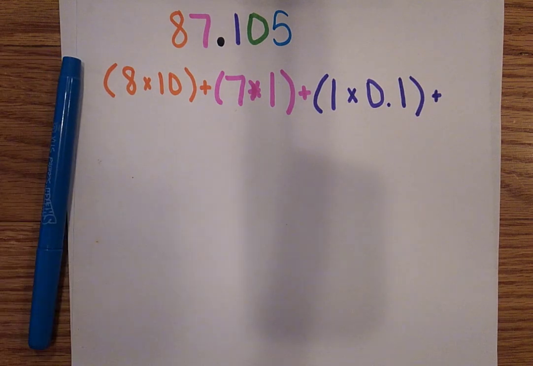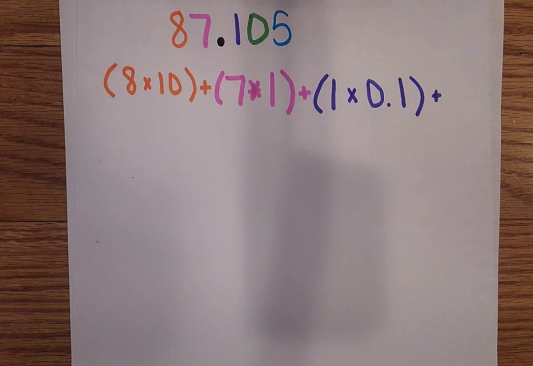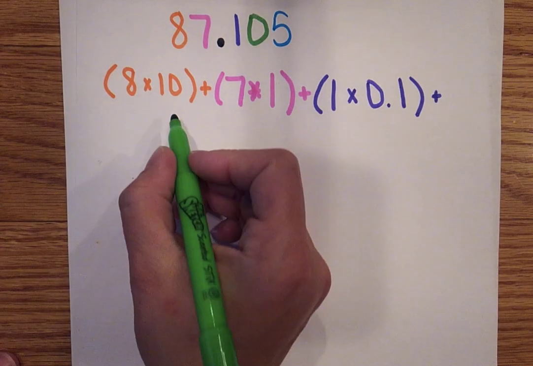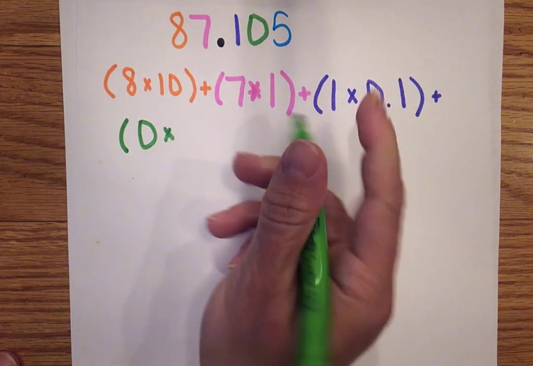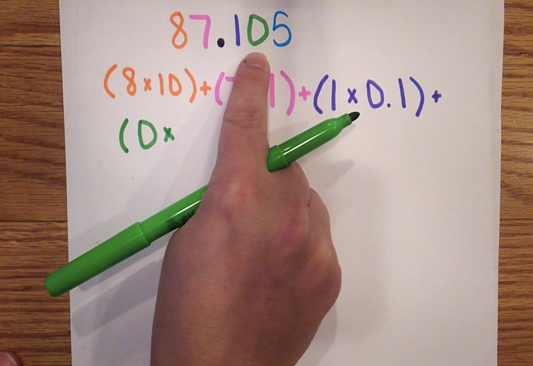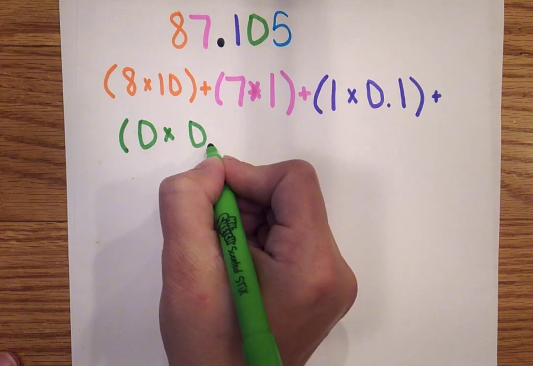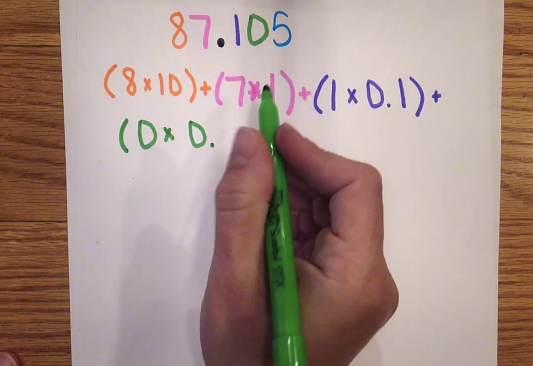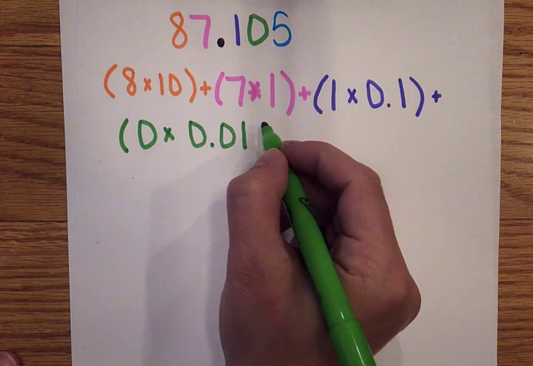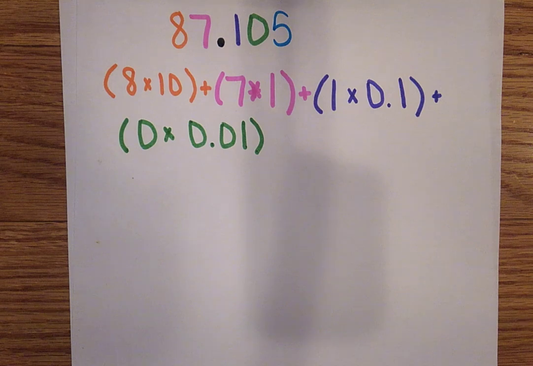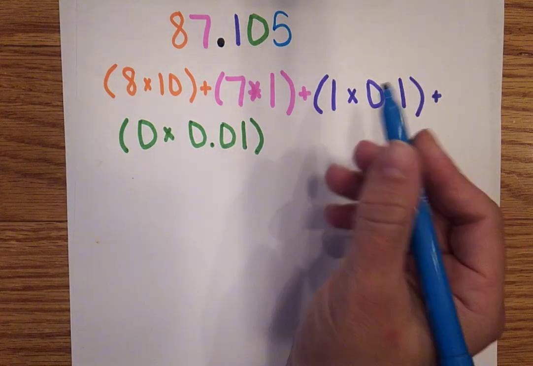Now my next digit is a 0, so I could just skip it. I do not have to write an expanded form for a 0, but I'm going to show you how. I'm going to open my parentheses. My digit is 0 times. The 0 is in the hundredths place, so I'm going to put a 0 decimal. This digit's going to become a 0. This digit's going to become that 1/10. Again, I do not have to write expanded form for a 0, but if there was another digit there, I would have to write that.